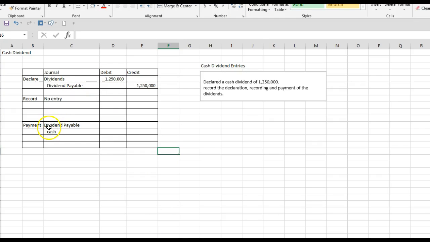Now it comes time to pay it. I'm going to take it out of my payable, and I'm going to take it out of my cash. And that's how you pay dividends. Very slick, right? Okay, the next one up is stock dividend, and I think we better do a new video for that. That one may take a while.